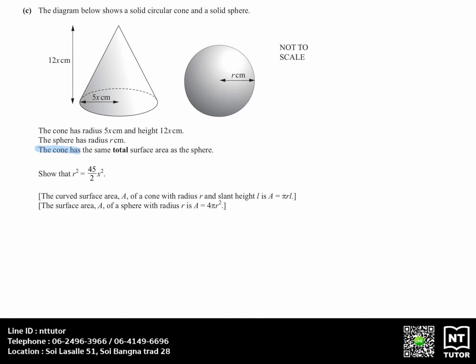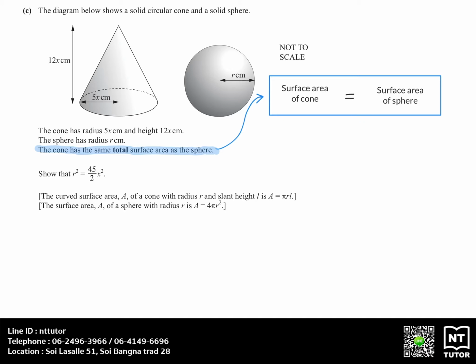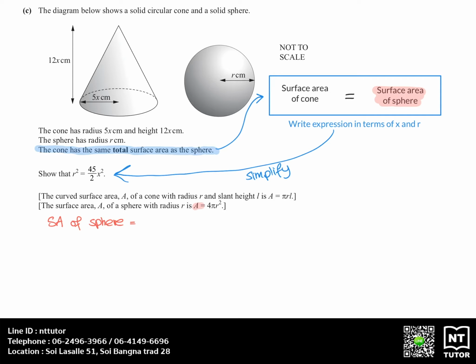If the cone has the same total surface area as the sphere, then the surface area of the cone equals the surface area of the sphere. And if we can write an expression for this equation in terms of x and r, we should be able to simplify it into r squared equals 45 divided by 2x squared. The formula for the surface area of a sphere is given right here, where surface area equals 4 pi r squared for radius r. In this case, our radius is r, so the surface area of our sphere is 4 pi r squared.